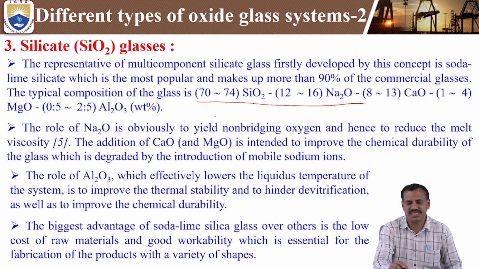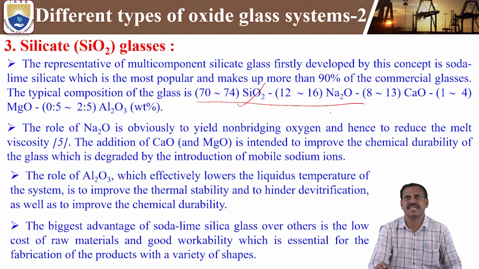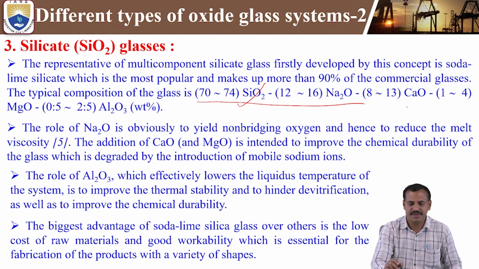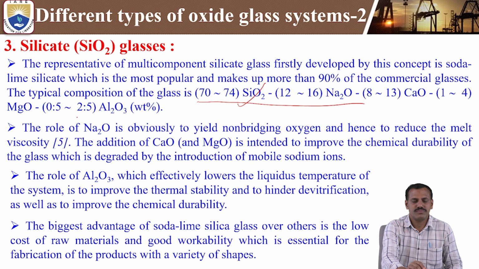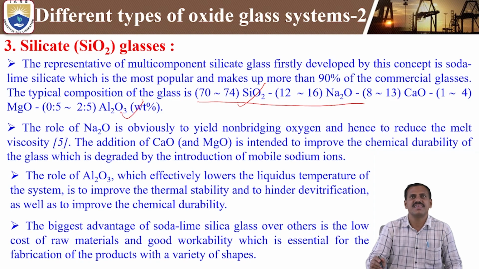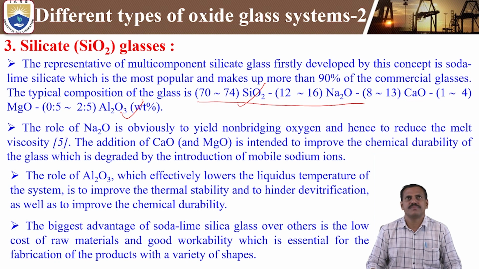The glass composition is silicon dioxide, which is the glass former. We can use 70 to 74 weight percent of silicon dioxide. Next is 12 to 16% of sodium oxide, Na2O, 8 to 13% of calcium oxide, 1 to 4% of magnesium oxide, and 0.5 to 2.5% of aluminum oxide. These are the soda lime silicate glass composition system.